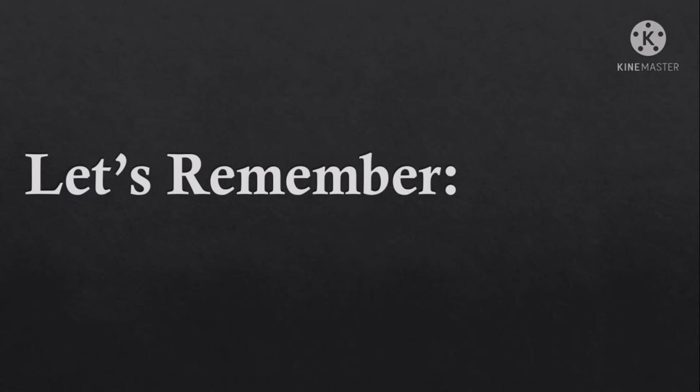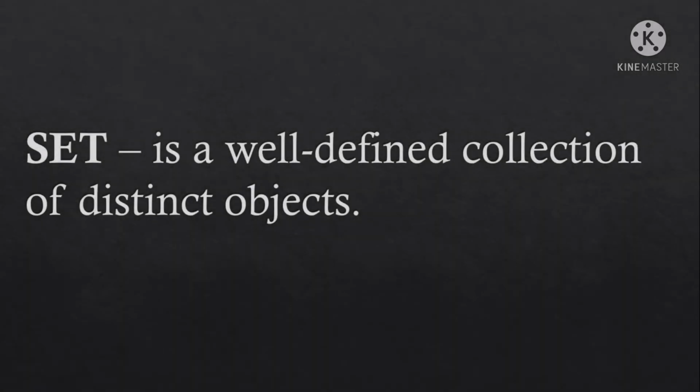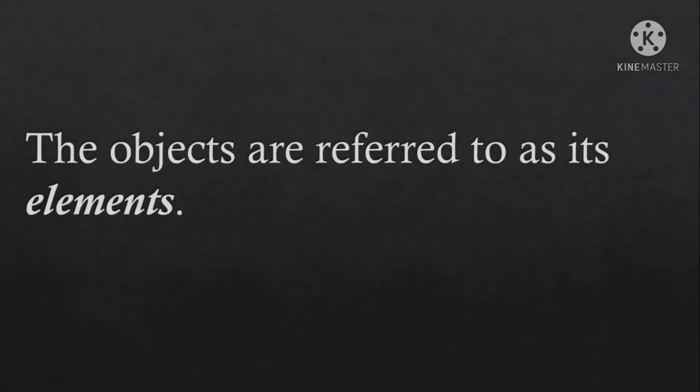Alright, at this point, let us now have our summary. Let us remember the terms being used in this lesson. First, we have here a set. A set is a well-defined collection of distinct objects. The best example for that are the set of integers, the set of natural numbers, and the set of whole numbers. Second one, let's not forget that the objects are referred to as its elements. Say, for example, the elements of the set of counting numbers begin from 1, 2, 3, 4, and so on.